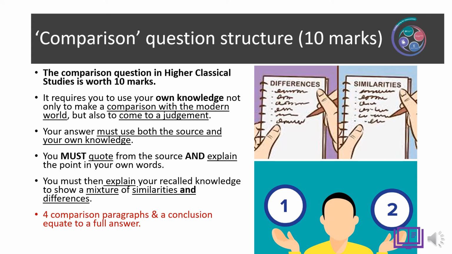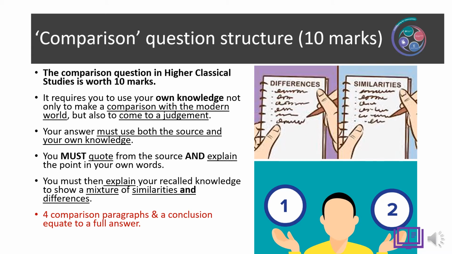Within Higher Classical Studies, your comparison question is worth a maximum of 10 marks. This question type requires you to use your own knowledge, not only to make a comparison with the modern world, but also to come to a judgment about the area you are discussing. Your answer must use both the source and your own knowledge.